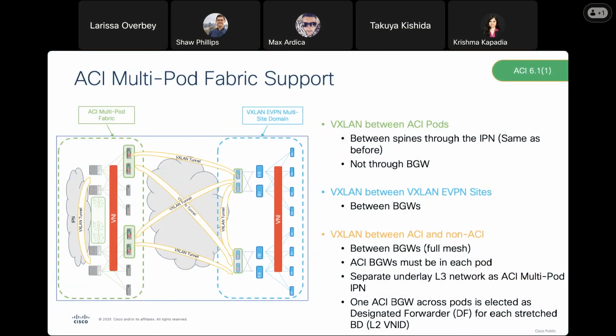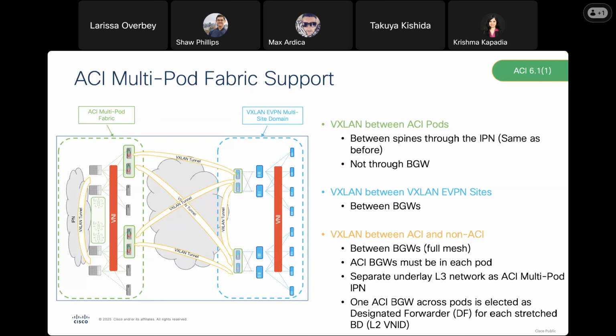So in 6.1.1, we introduced multi-pod support. So in this case, we're able to have ACI multi-pod. Each pod will need to have its own set of ACI border gateways. And then this is with the multi-site VXLAN EVPN. So you'll see we have a single APIC domain on the left-hand side with those 2 pods. The extension of the connectivity is between the spines through the IPN or ISN.